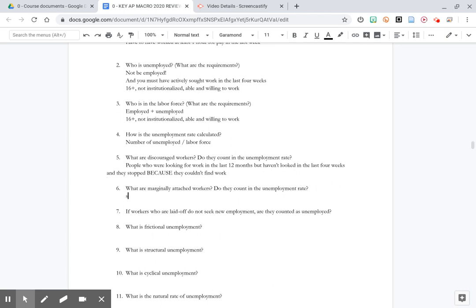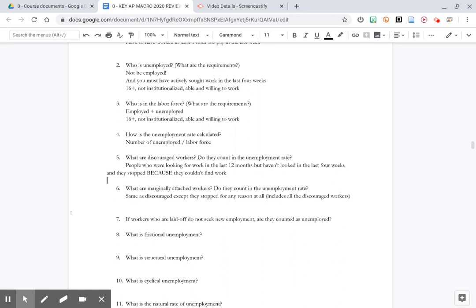Marginally attached are the same as discouraged, except they stopped for any reason at all. So it includes all the discouraged workers. And let's be clear here that even though we call them marginally attached workers and discouraged workers, they're not actually workers, right? They're not working. So they're people without jobs, but they aren't meeting the definition of unemployed. Because they do not meet the definition, they do not count in the unemployment rate.